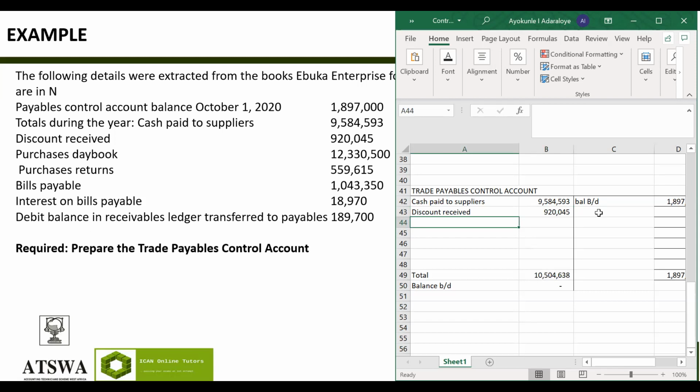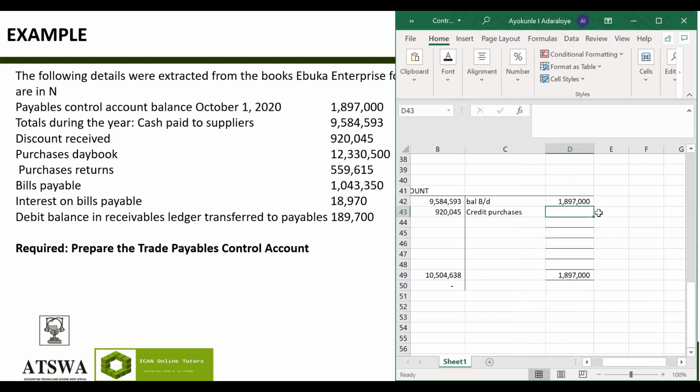So purchases day book, your credit purchases, additional credit purchases that you made. Will it increase your payables or will it reduce your payable? It will increase. If it will increase it, will it be on the debit side or on the credit side? On the credit side. So credit purchases. How much is it? 12,330,500.